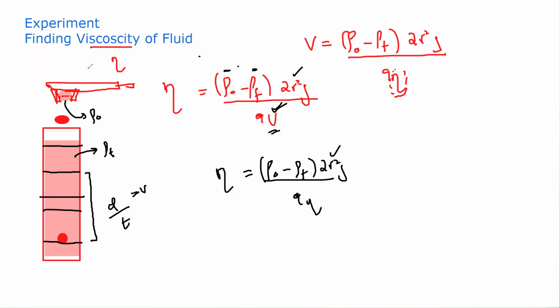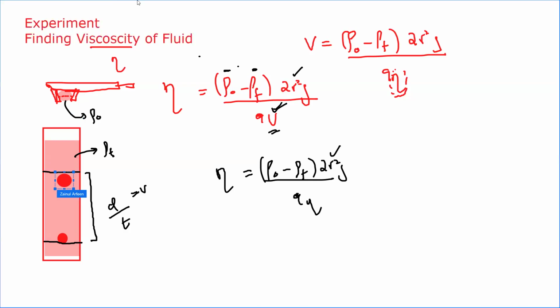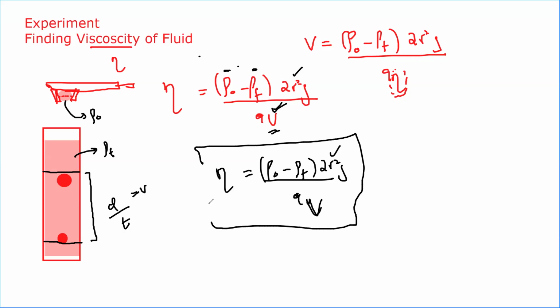So what is the reason? That is why I did not measure the total length here. The main reason is that the moment we drop this, it won't reach a terminal velocity. It will take time to reach a terminal velocity. So we assume that in this region, it will move at a constant velocity. That's why we use these rubber band markers. So we determine the speed, and the radius is there. Using this formula, we work out the viscosity.